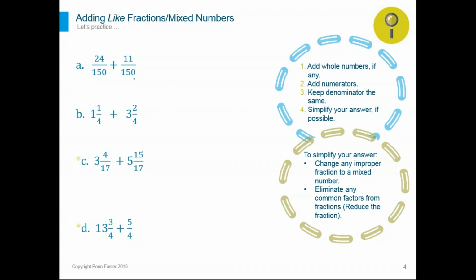When we add like fractions, it's very simple. What we need to do is to add the numerators, the top parts. So for this question number A, we're going to add 24 plus 11, the numerators, and that will give you 35. We are not going to add 150 and 150 to give us 300. We have to keep the denominator the same.